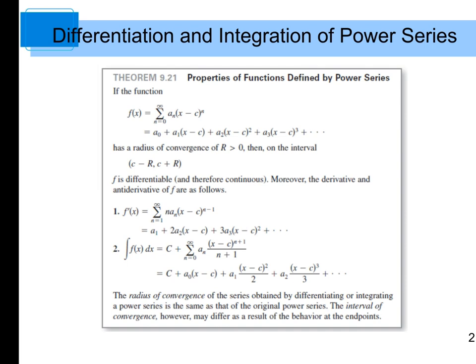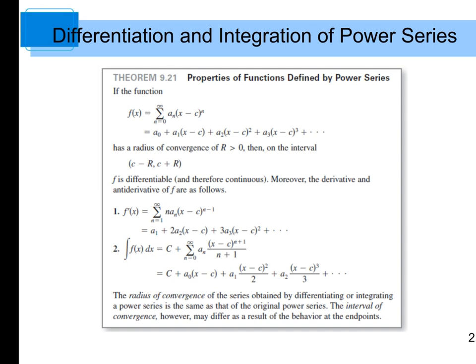Theorem 9.21, Properties of functions defined by power series. If the function f of x is equal to the sum from n equals 0 to infinity of a sub n times x minus c raised to n, which is equal to a sub 0 plus a sub 1 times x minus c plus a sub 2 times x minus c squared plus a sub 3 times x minus c cubed plus, and so on, has a radius of convergence of r greater than 0, then on the interval c minus r to c plus r, f is differentiable and therefore continuous.